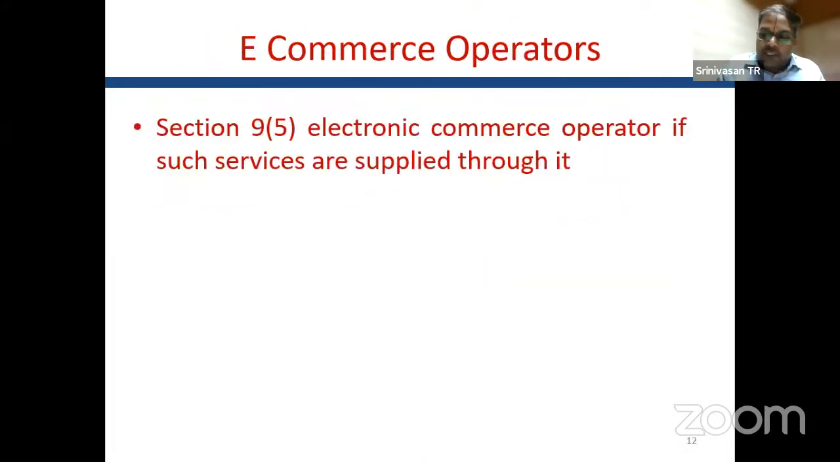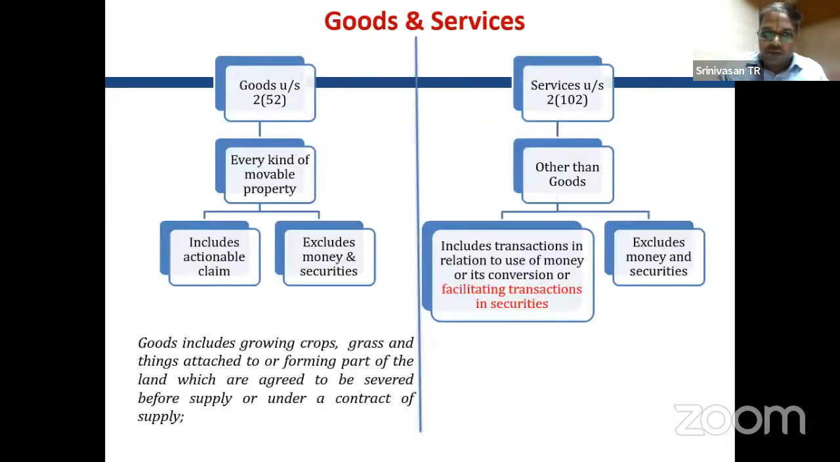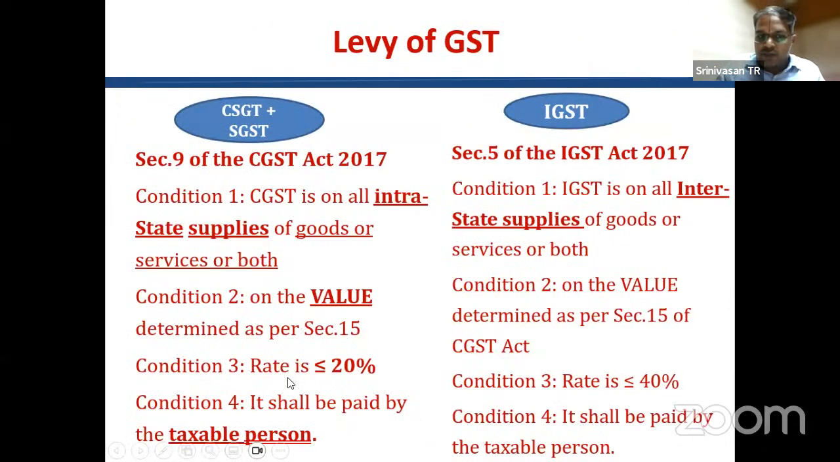Now we said that the levy is on the taxable person. That's one of the basic conditions. In some cases the taxable person is the supplier, and in some cases the taxable person is the recipient. We call it in our language the reverse charge mechanism. Largely it is the supplier, in few cases it is the recipient, and in some cases it's neither of them. It is some other person.